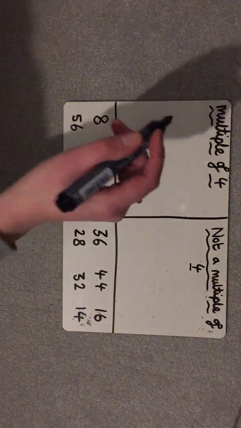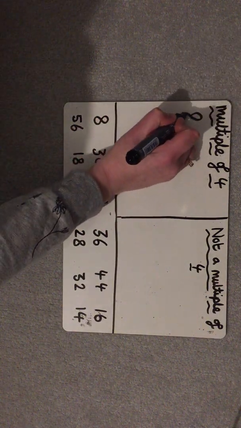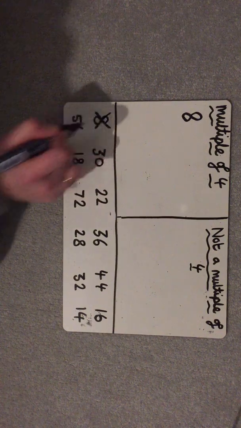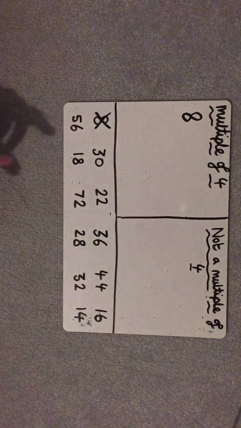Let's count in 4s, check. 4, 8. So we know that one must be in the 4 times table. It's a multiple of 4. So I'm going to write it in here, then cross it off so I know that I've done it. Let's look at the next one. What number does it say?